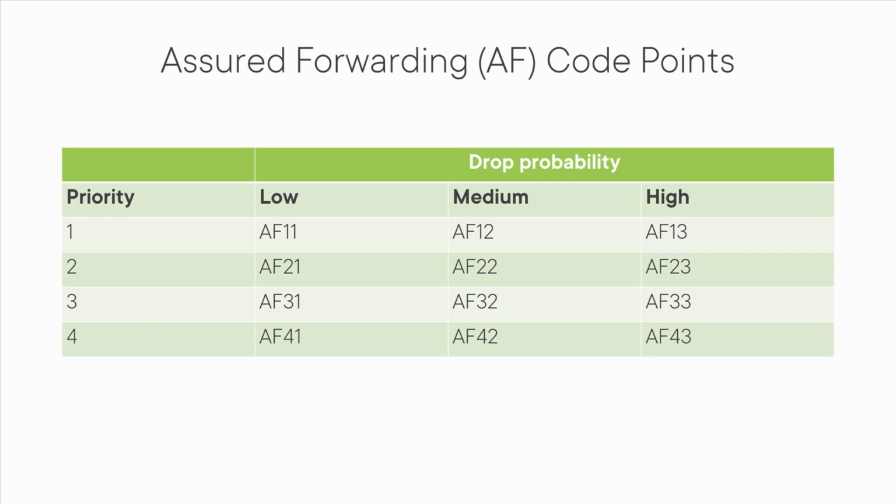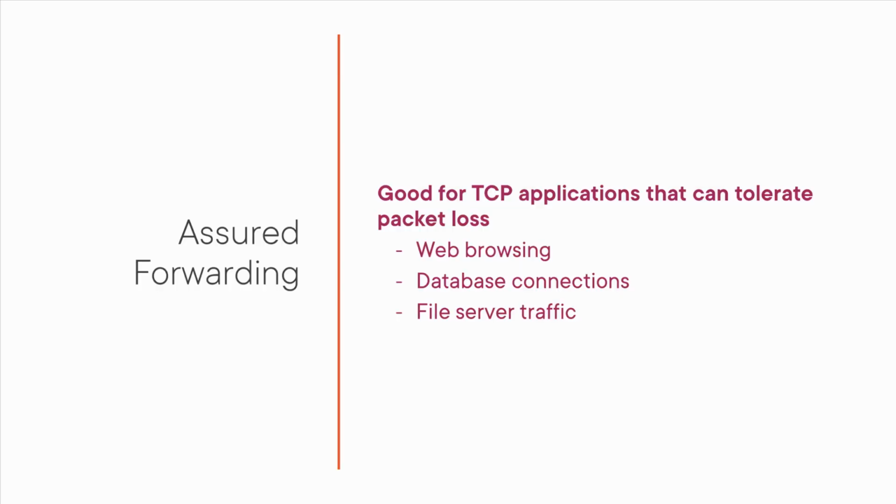Let's say 2 packets are waiting in a queue. One is marked AF11 and the other is marked AF12. Which one will be dropped from the queue first? The AF12 packet has a drop priority of 2, whereas the AF11 packet has a drop precedence of 1. So the AF12 packet will be dropped before the AF11 packet because AF12 has a higher drop probability. AF is good for TCP applications that can tolerate packet loss. Web browsing, database connections, and file server traffic are good candidates for assured forwarding.